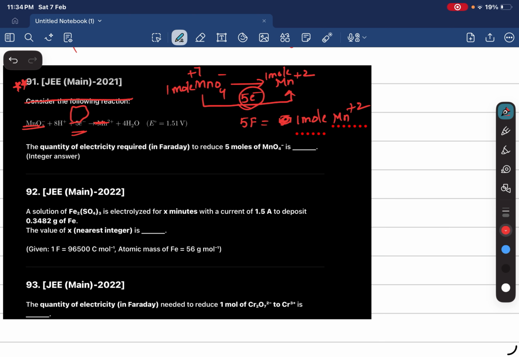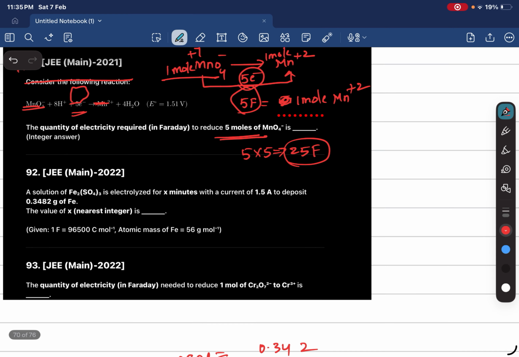Now they are asking how many Faradays are required to deposit 5 moles of MnO4 minus. For 1 mole, 5 Faradays. For 5 moles means 5 into 5, 25 Faraday required to convert 5 moles of MnO4 minus to 5 moles of Mn plus 2.